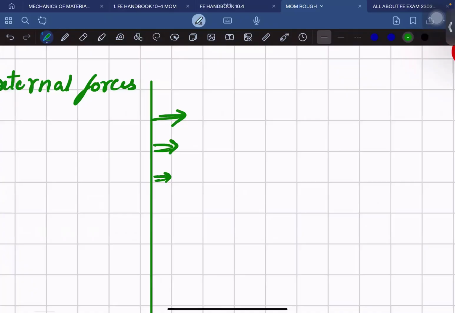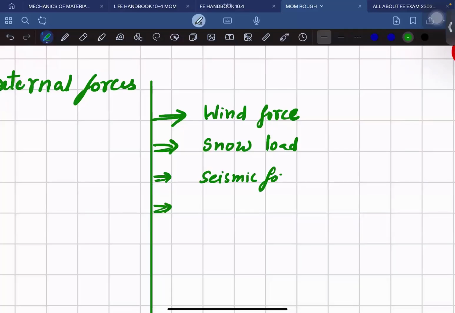Just random. Wind, rain. Yes, please. One by one. Forces due to wind, okay, wind forces. Rain. Snow. Okay, snow load will also create some kind of force. Seismic, it is also a kind of force, seismic force. Self-load.